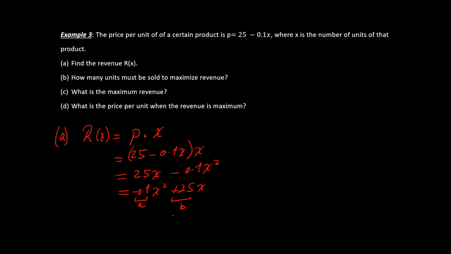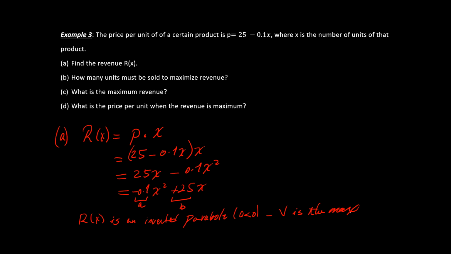How many units must be sold to maximize the revenue? In other words, what is x for the maximum revenue? And again, we see here, R is an inverted parabola. Now, A is less than 0. Right here, here's A, negative 0.1. So V, the vertex, is the max.